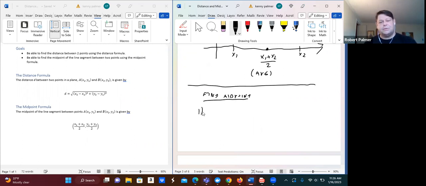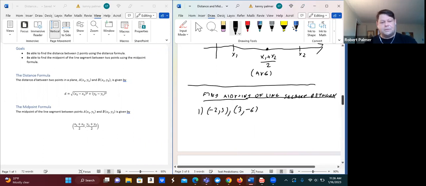Okay, so our first example, number 1, I think I'll just use the same 2 points we used before. So for our distance formula, it was -2, 3, and for ourselves, we're supposed to find the midpoint of the line segment between these 2 points. Okay, and the second one is 3, -6.